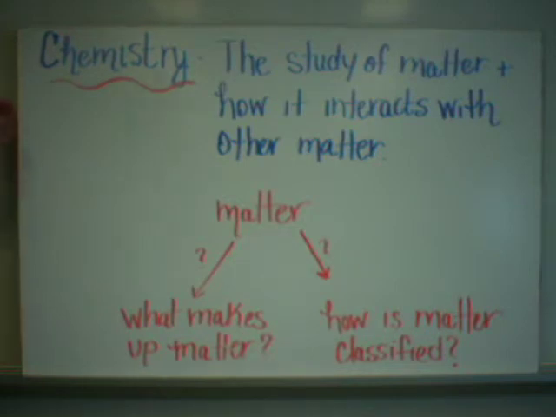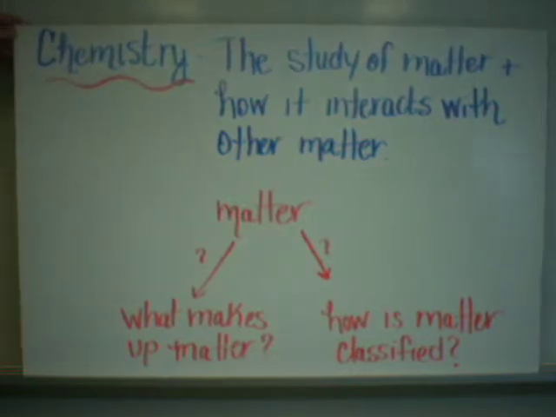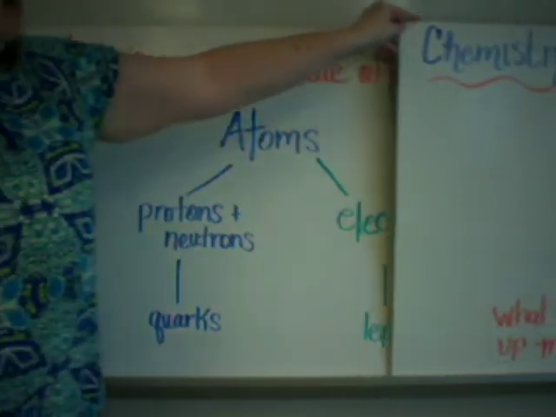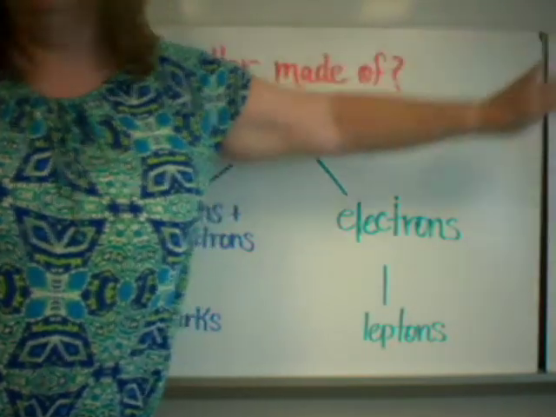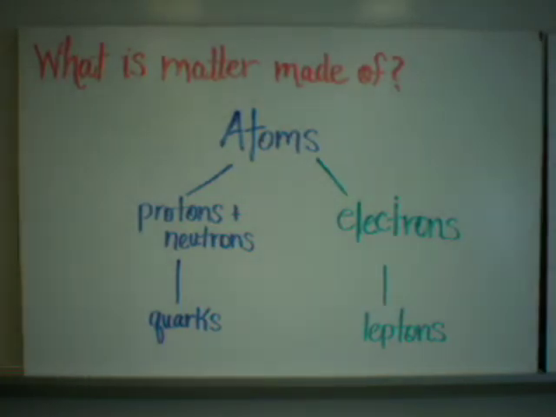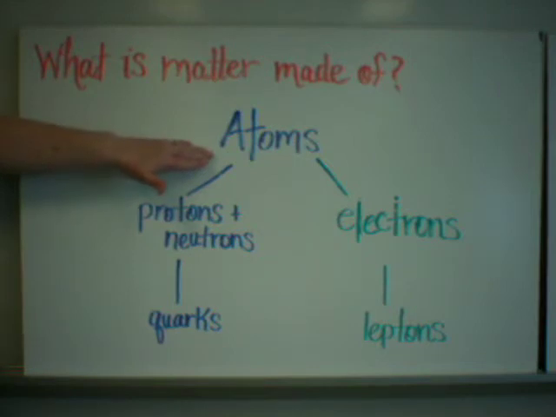So first of all, let's find out what matter is made of. If you ask any chemistry teacher, "Hey, what is matter made of?" their answer is probably going to be, "Well, matter is made of atoms." And they're right. But we know that atoms are made of three major subatomic particles. There are protons and neutrons, and there are electrons that make up atoms.